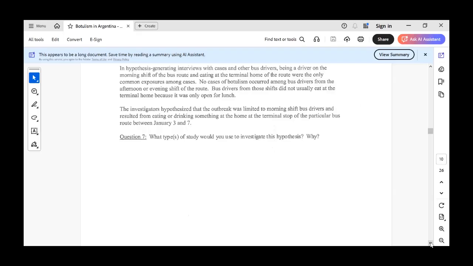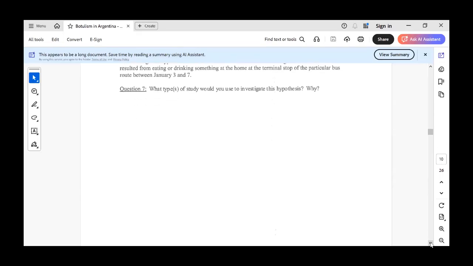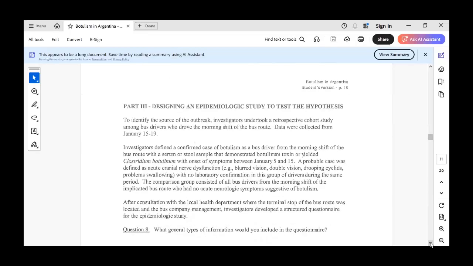So whether you do case control or cohort, the advantage of the cohort is the ability to calculate attack rates. But either way, results from the studies could provide important information on the source of the outbreak and therefore how we control it.